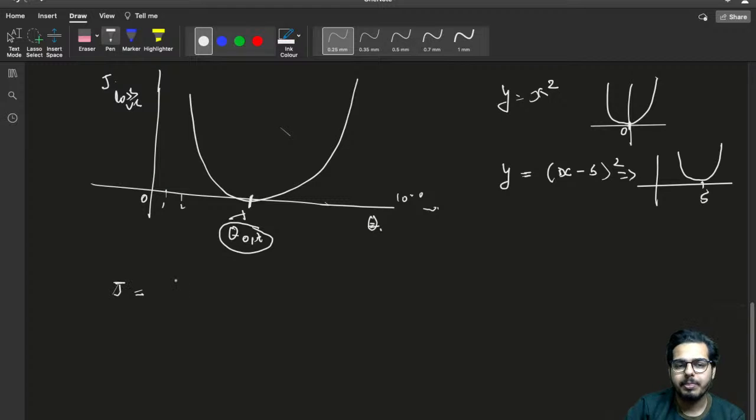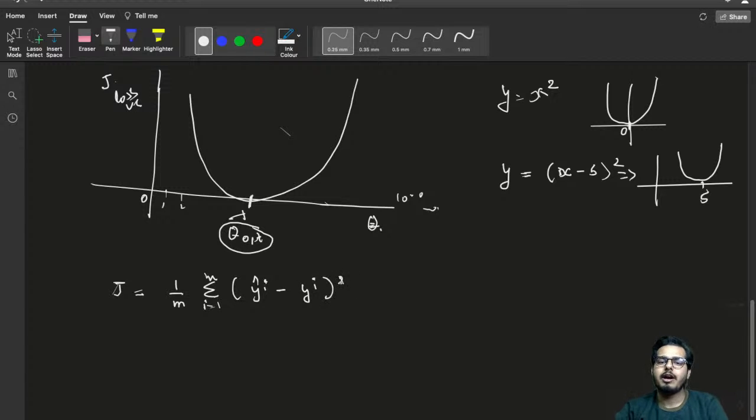J is equal to 1 over m sigma, where i goes from 1 to m, of (y hat i minus y i) square. I just have this loss function. How will I find the optimum theta value? Does anyone know the answer? How do you find the minimum value of any function?